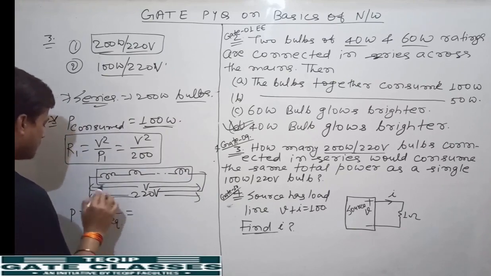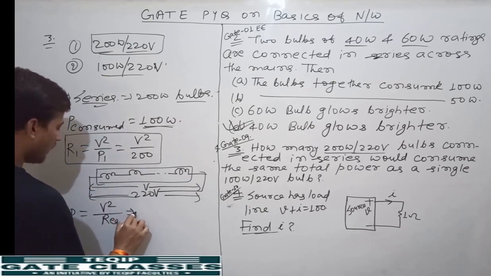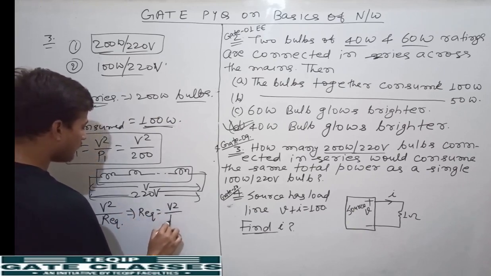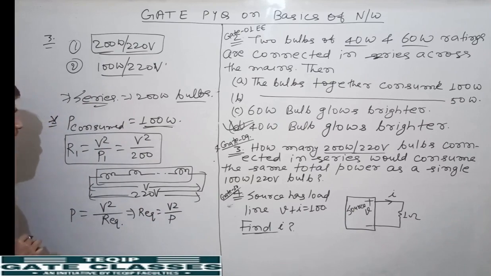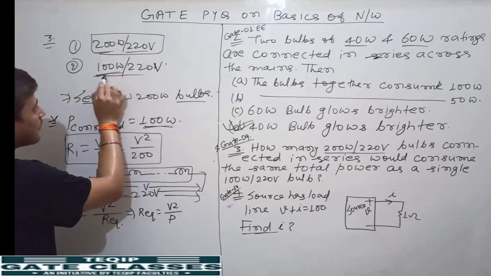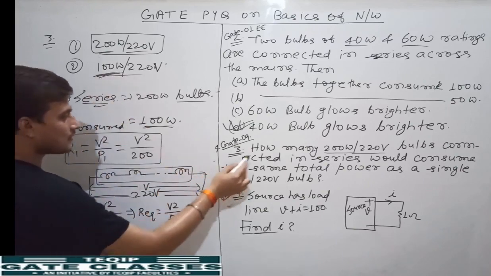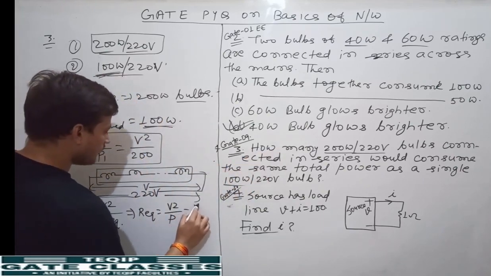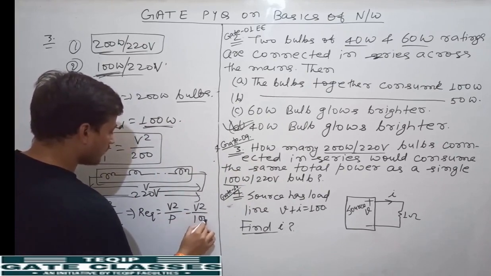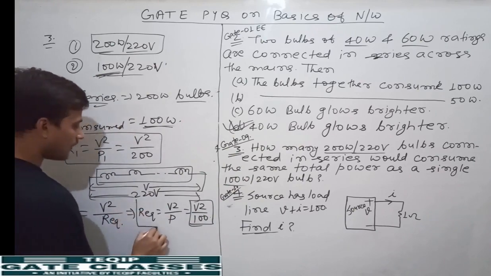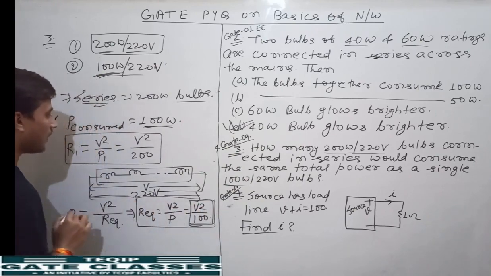That means you can write R equivalent equal to V square divided by P, and P will be what? Power consumed by a single bulb. That means V square divided by 100. So R equivalent should be V square divided by 100.